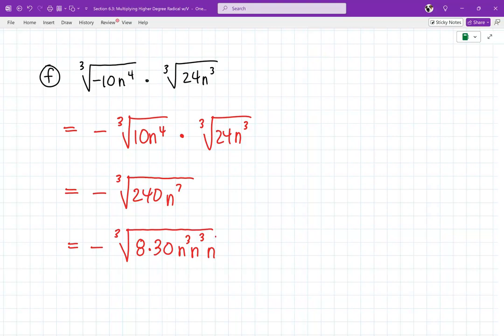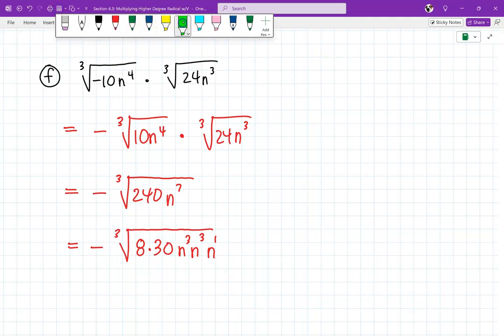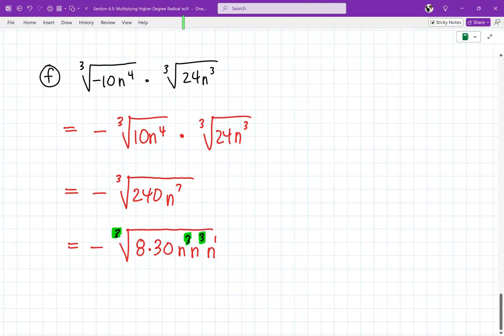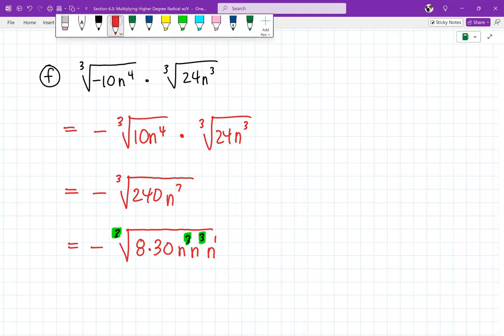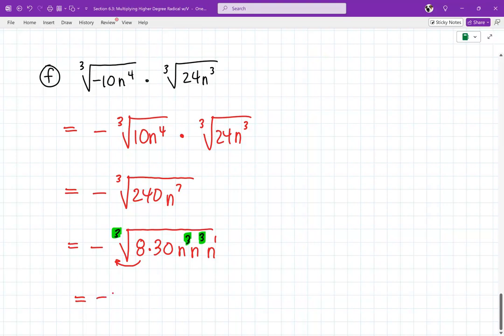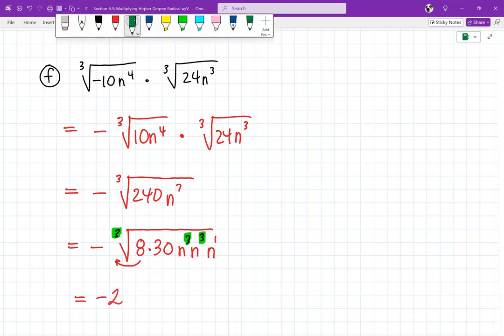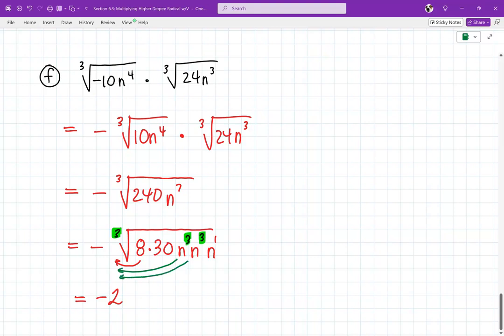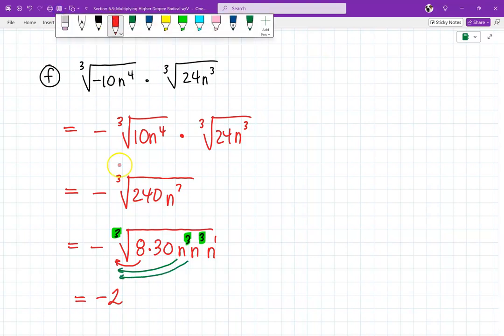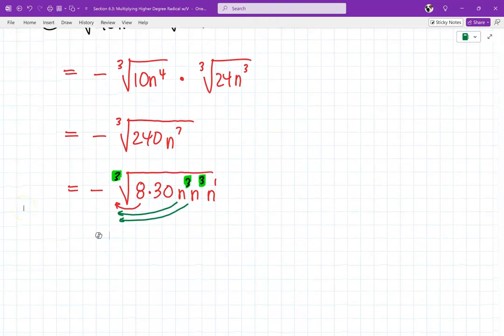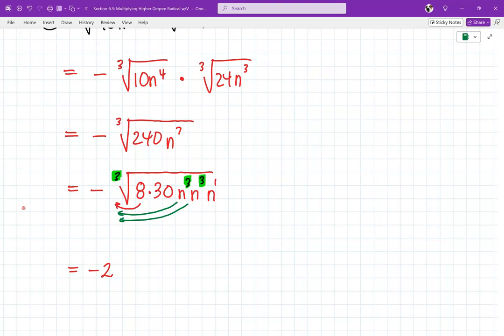Okay, if you want to write a 1, go ahead. I'll put it there. But you don't have to. N to the 1st or n, same thing. Okay, I'm going to highlight my index with powers just to do that early right now. So these are going to come out. The cubed root of 8 is 2, so it's going to be a negative 2. And then 2 n's are going to come out. That's n squared. And this will be the cubed root of what's left over, a 30 and an n.